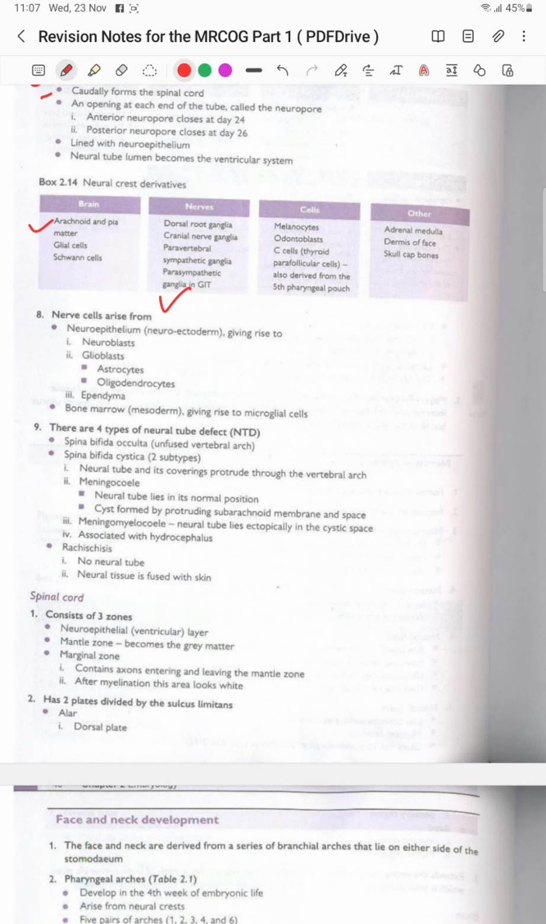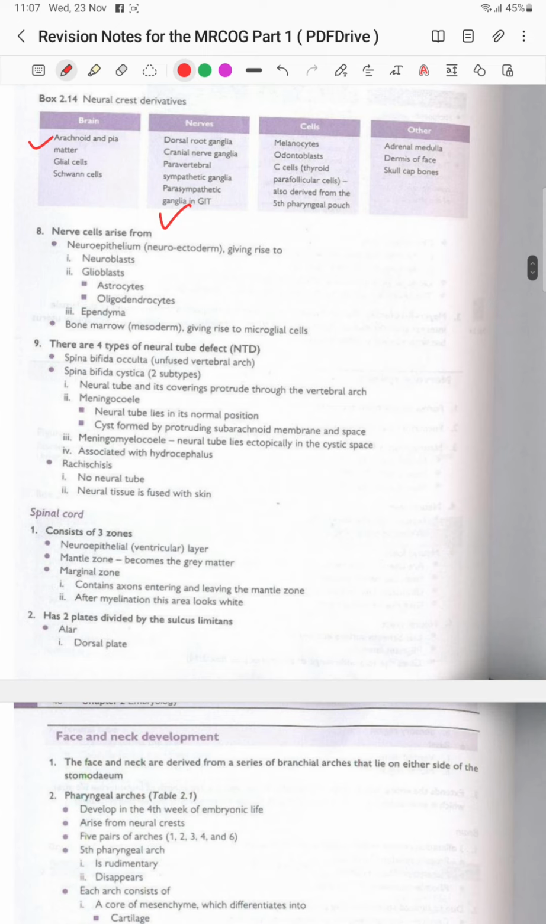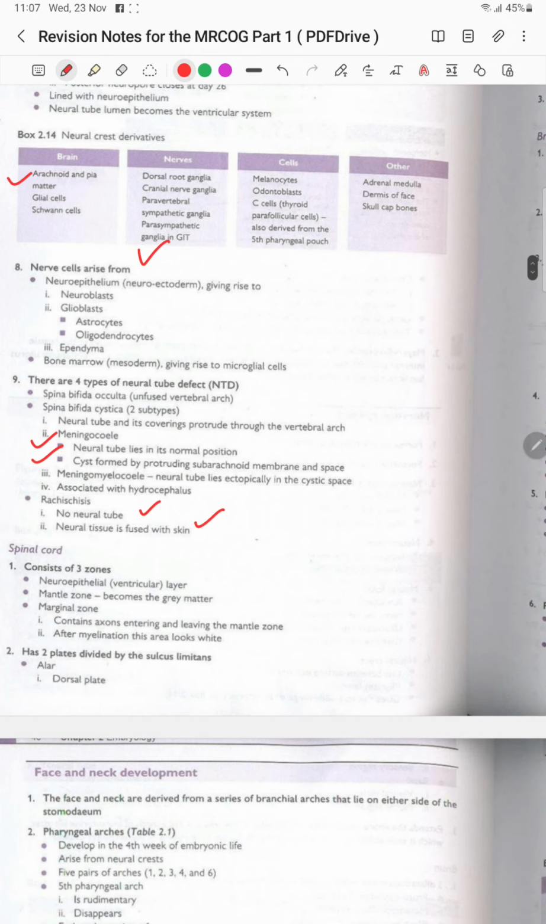There are four types of neural tube defects: the spina bifida occulta, unfused vertebral arch, and the spina bifida cystica, with two subtypes. Neural tubes and its covering protrude through the vertebral arch. Meningocele: the neural tube lies in the normal position, and this is formed by the protruding subarachnoid membrane and the space. Meningomyelocele: the neural tube lies ectopically in the cystic space and is associated with hydrocephalus. Rachischisis: there is no neural tube, and the neural tube is fused with the skin.